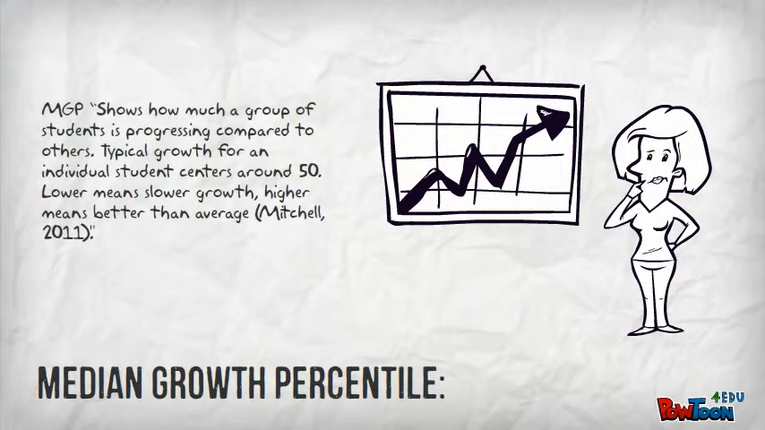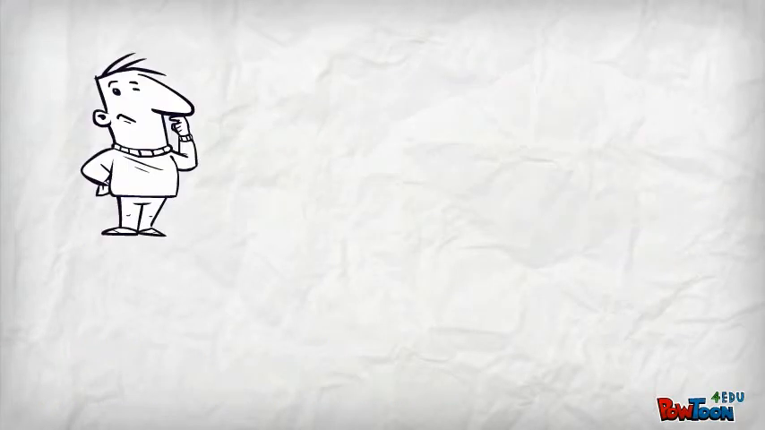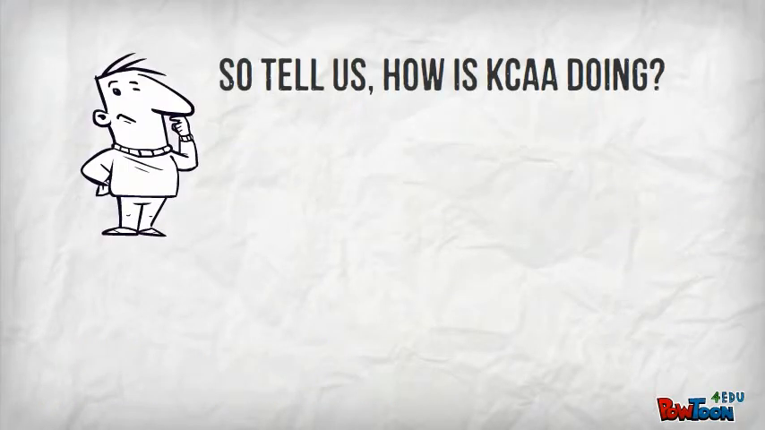Median Growth Percentile, or MGP, shows how much a group of students is progressing compared to others. Typical growth for an individual student centers around 50. Lower means slower growth, higher means better than average. So tell us, how is KCAA doing?